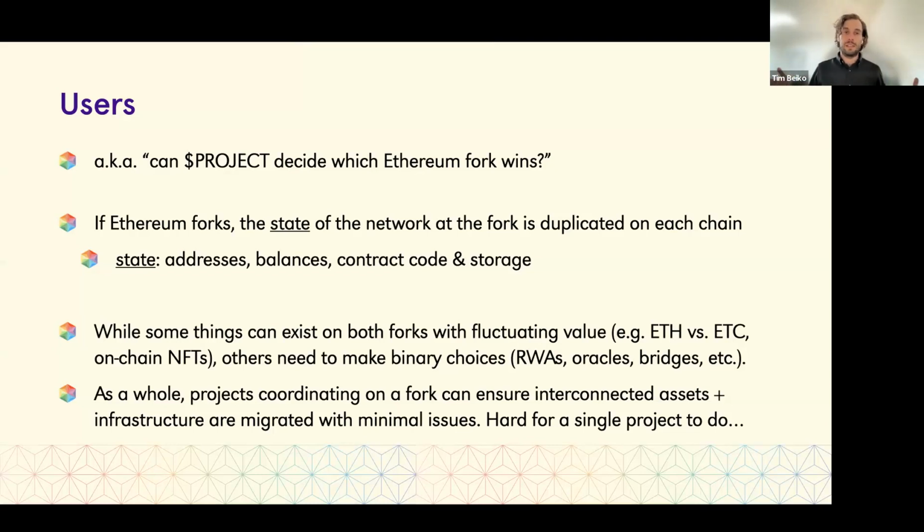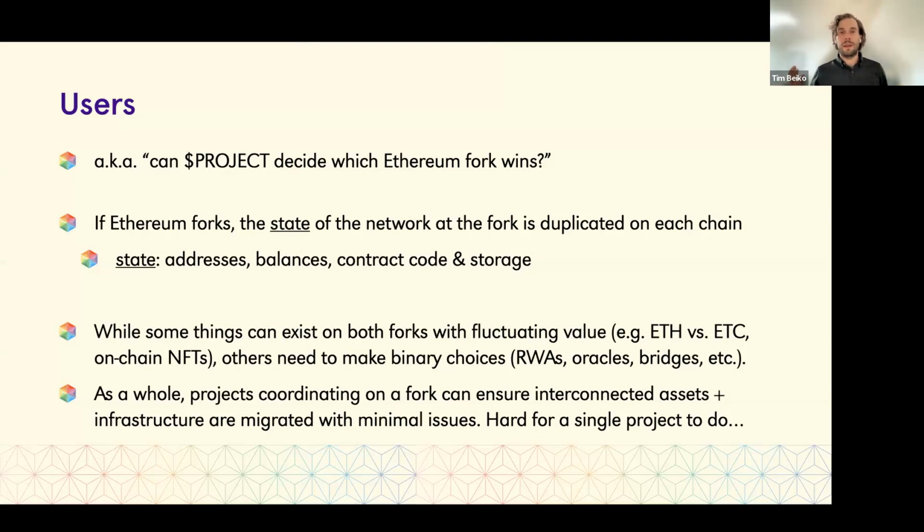And there are some things for which it's more or less fine to be duplicated on both sides. So for example, the ETH asset. We've seen this in the past when ETH and Ethereum Classic forked, there's still an ETH asset on both chains. It works the same way. You can have something like an on-chain NFT, which has all the data on chain and can live on both sides, and maybe a market appears to value them relative to each other. So that's not too bad.